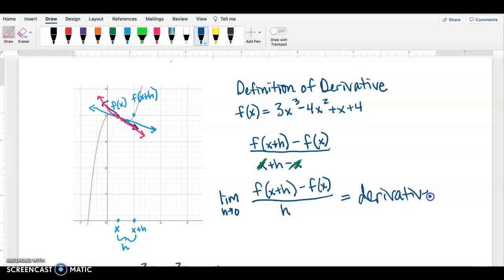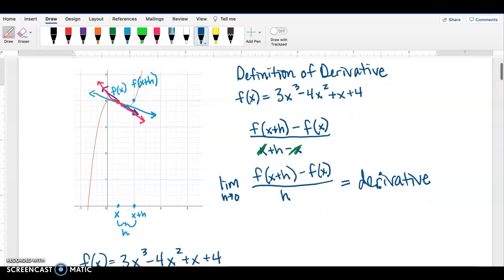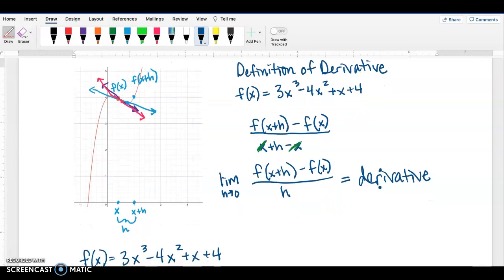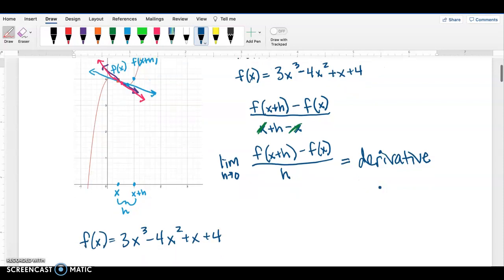Okay, and that, depending on what the function is that we're starting with, it will either give us an equation where then we can plug in any value of x to find the slope of the tangent line at that point x, or, you know, possibly if it's a line, it might just give us a number. You'll see the differences as we go.